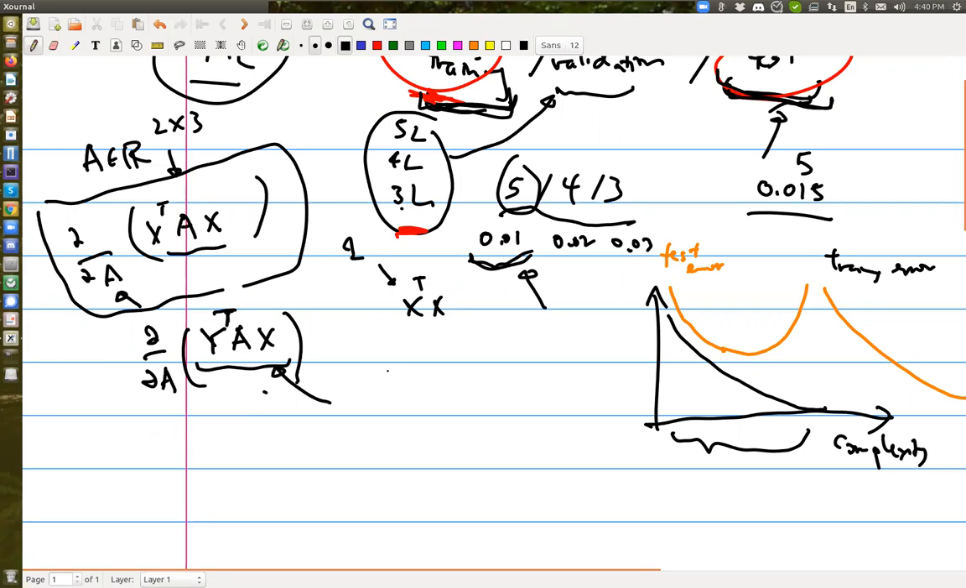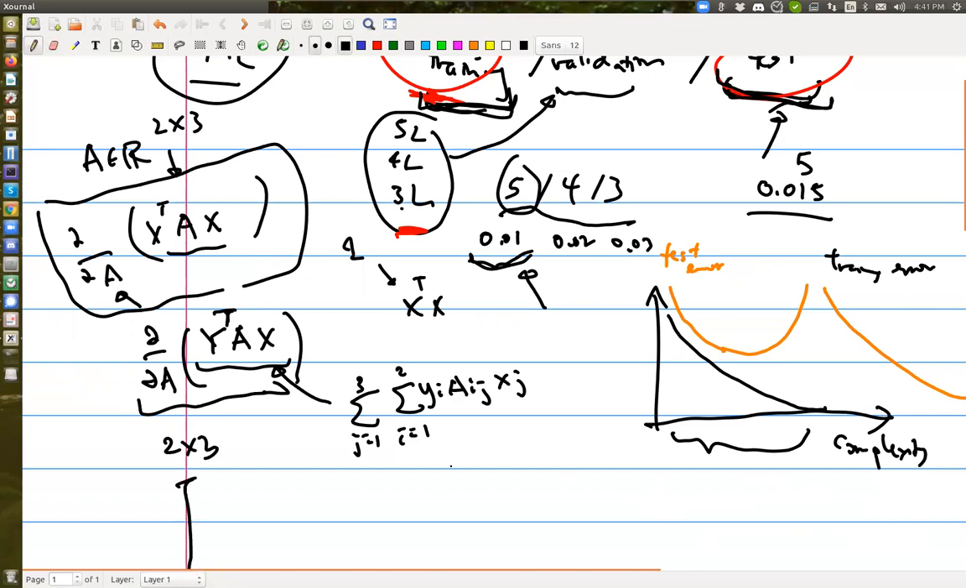So let's expand that. This scalar is really the sum over i and j of y_i A_ij x_j, right? In this case i goes from 1 to 2 because A is 2 by 3 here, and j goes from 1 to 3 here. Now, as we know, this is a 2 by 3, as you just said.